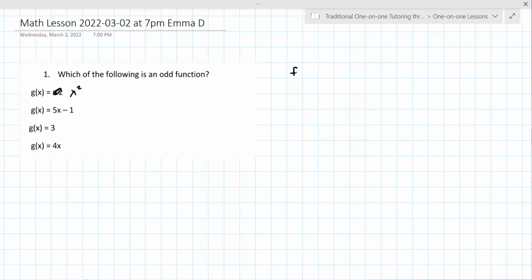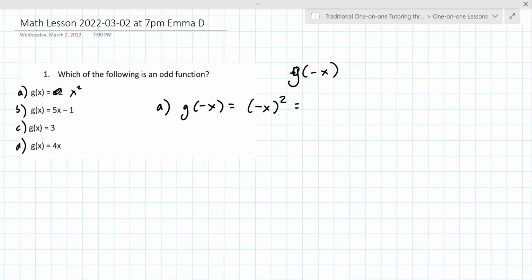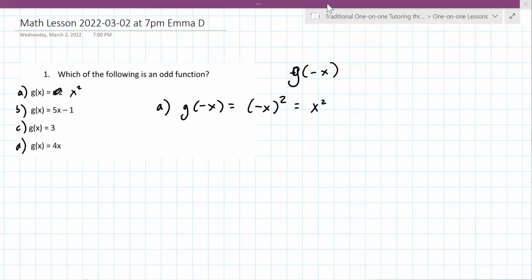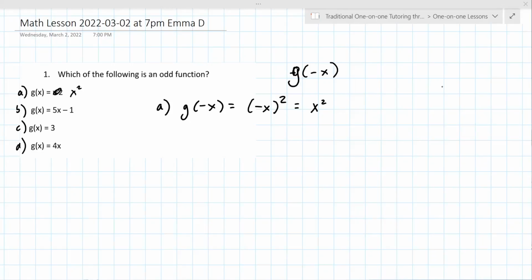The way that we do this is we have to figure out what f of negative x is in each case, or in this case, g of negative x. So let's go through them one at a time, because you'll learn some things along the way. When we do A, g of negative x means negative x quantity squared. What does that simplify to? Just x squared, because it's like saying negative x times negative x.